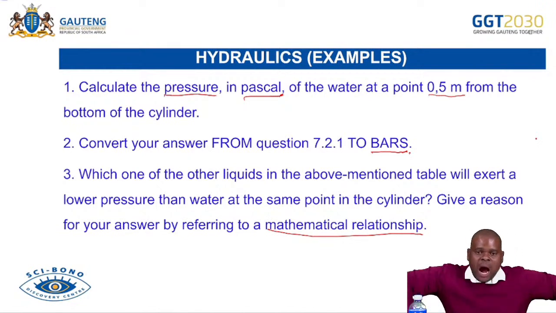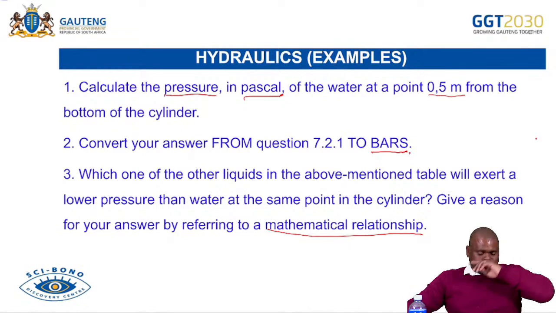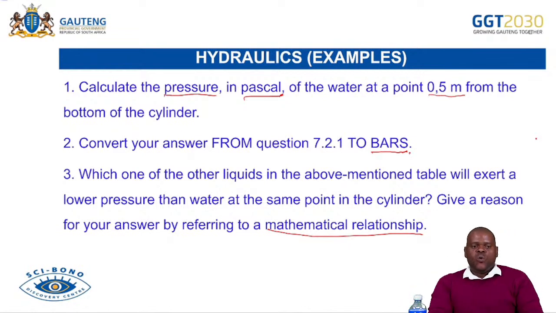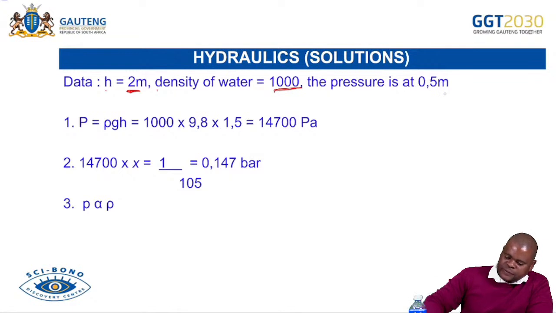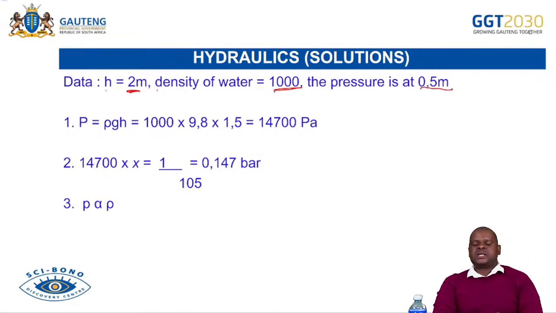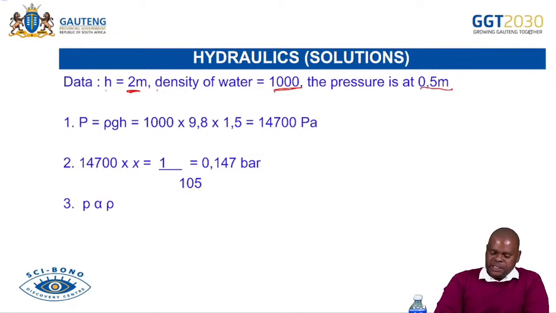Okay, now we come to the solution. First, we write down the data that is given to us. The height is 2 meters. The density of water is 1,000. And the pressure point, where the height is 0.5 meters. Then now, they say, calculate what? Pressure. Number 1, calculate pressure.